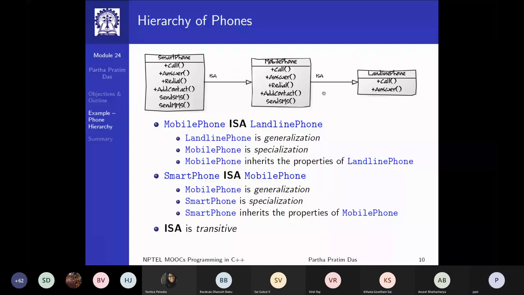Similarly for the answer. Certain operations like redial do not exist in the landline phone, as we are showing, but they exist in the mobile phone and smartphone. Similarly, add contact is not there for landline. So these are the different methods that you have. By notation, which we will see later on more, usually a plus before a method name indicates that it's a public method. Otherwise, it's a private method. So this is the hierarchy. The hierarchy is transitive, as you know.